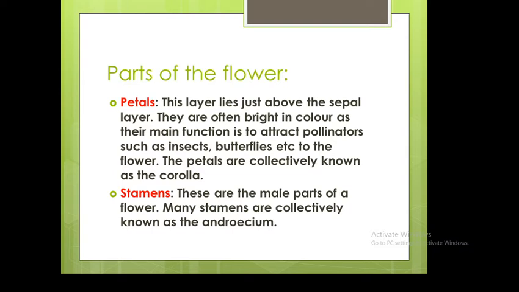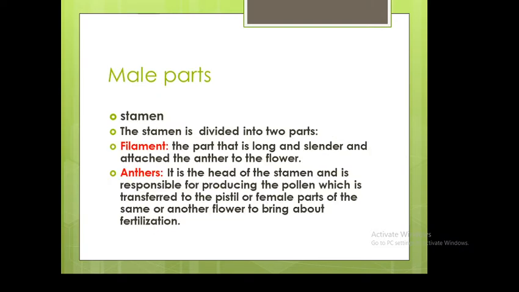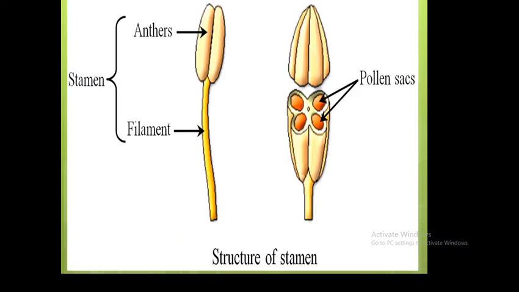Stamen is the male part of the flower and it's collectively known as androecium. Stamen is divided into filament and anther. Filament is the part that is long and slender, attached to the anther. Anther is the head of the stamen and it is responsible for the production of pollen, during fertilization. So this is the structure of the male part.